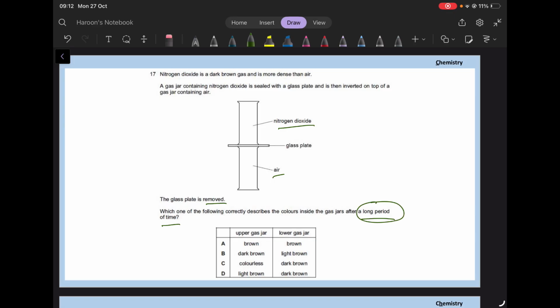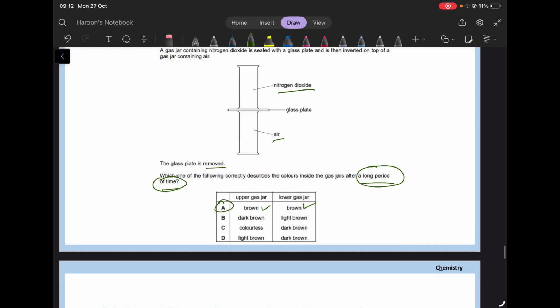This specified a long period of time. So we are looking for evenly spread out colors. So brown and brown, these are evenly spread out. So A is the correct answer. None of the other options shows evenly spread out colors.